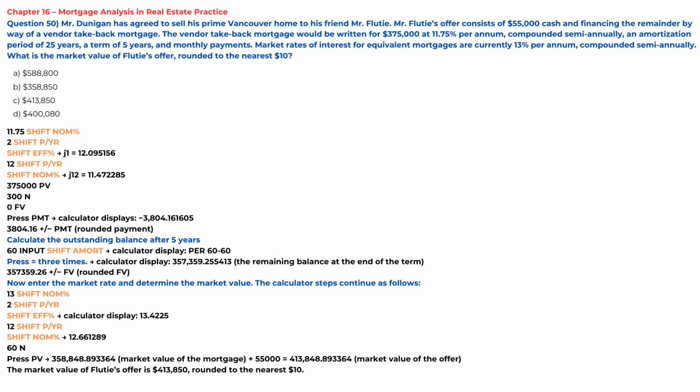Now enter the market rate and determine the market value. The calculator steps continue as follows. 13 Shift Nom, 2 Shift P/Y, Shift Effective. Calculator displays J1 13.4225. Shift Nom. Calculator displays J12 equals 12.661289. 60 N, press PV. Calculator displays 348,848.93364, which is our market value of the mortgage. Add 55,000 equals 403,848.93364, which is our market value of the offer. Thus, the market value of Flutie's offer is $403,850, rounded to the nearest 10.